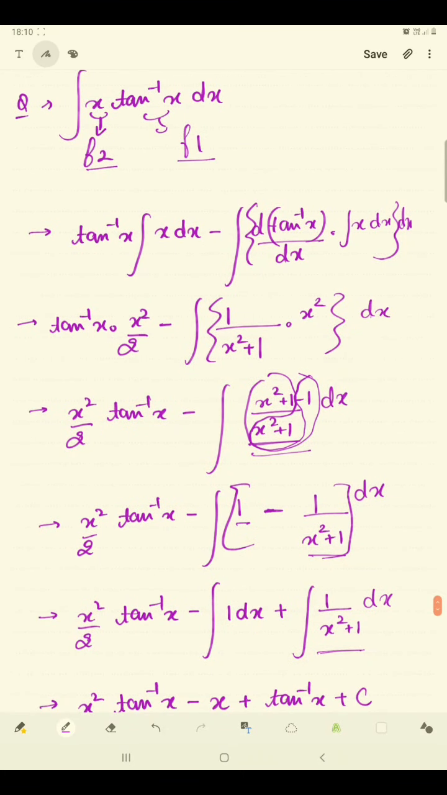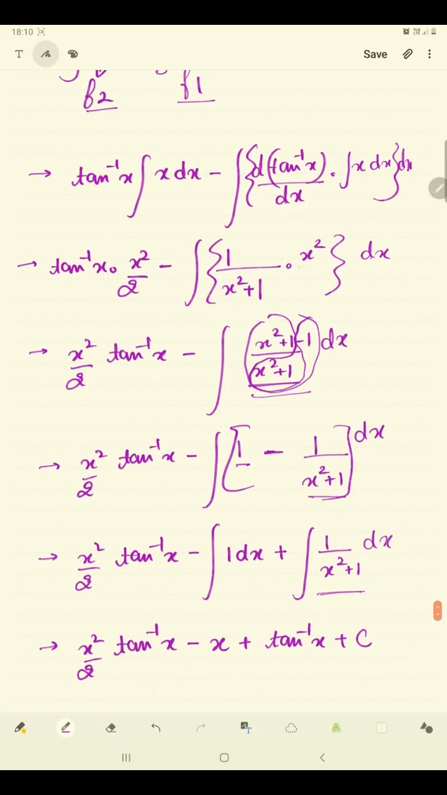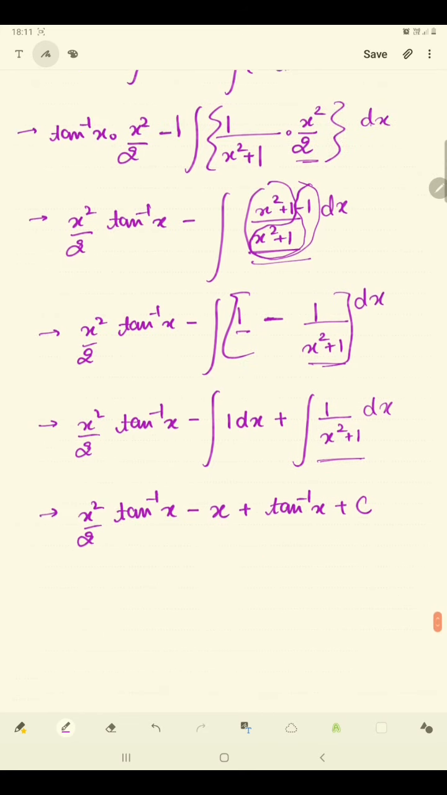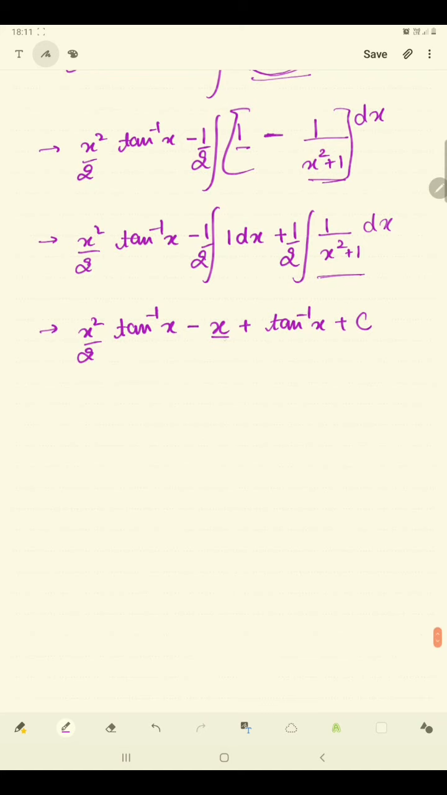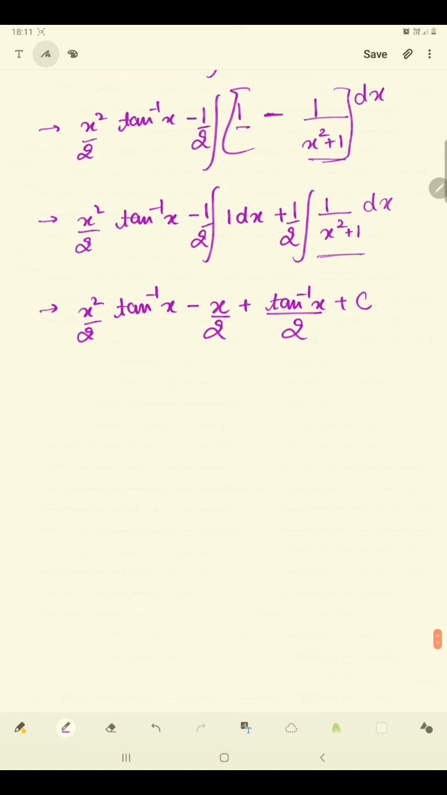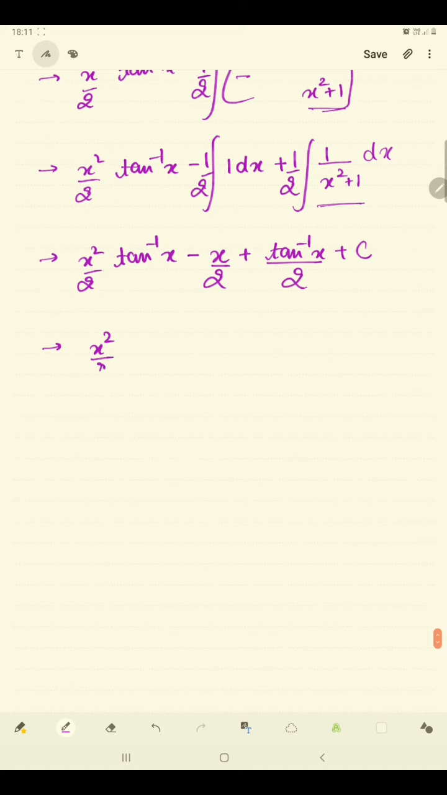There's a mistake in this thing. Yeah, there was a 2 over here, so we can say that a minus 1 and 2 was here, so we just missed out the 2. I'm just gonna add the 1 by 2 everywhere. So yeah, this is the correct answer to our problem. Tan inverse x minus half x minus tan inverse x plus c. This is the answer of our last question.